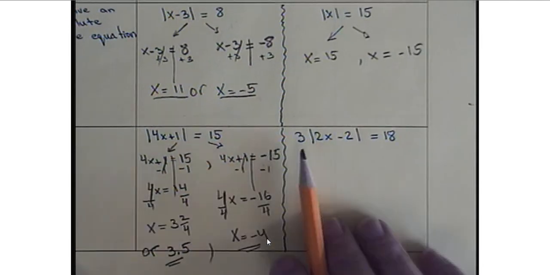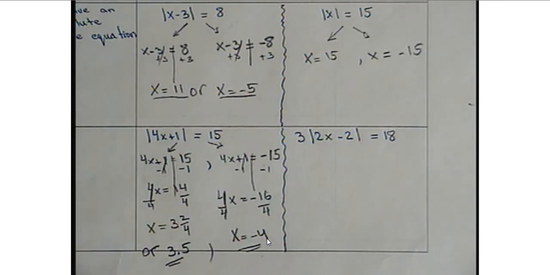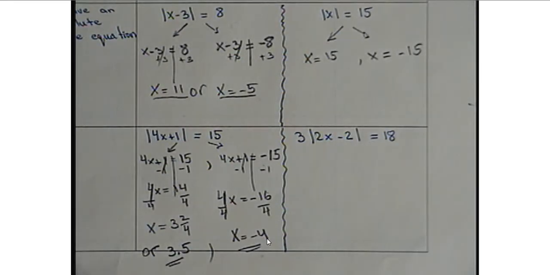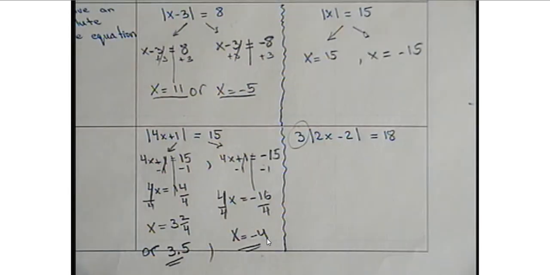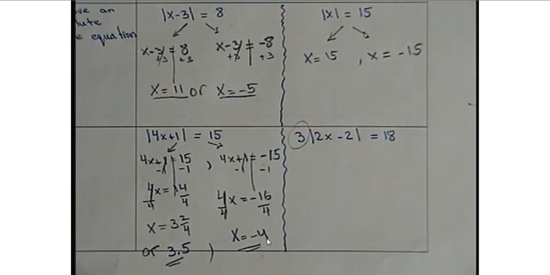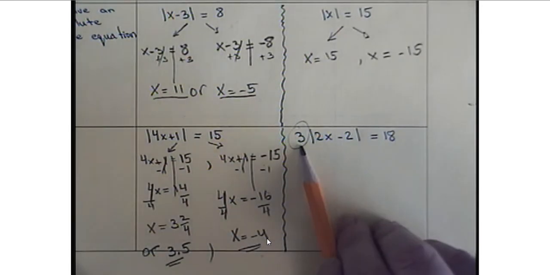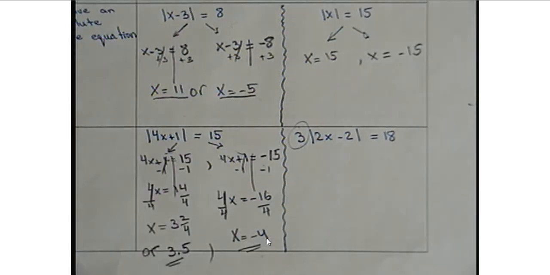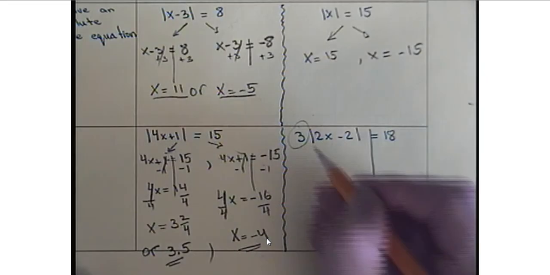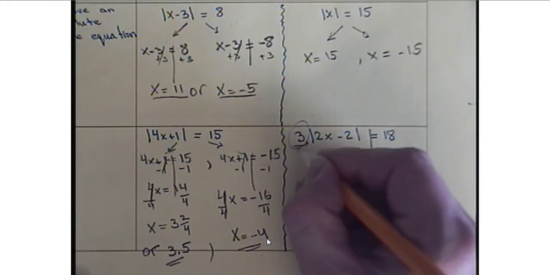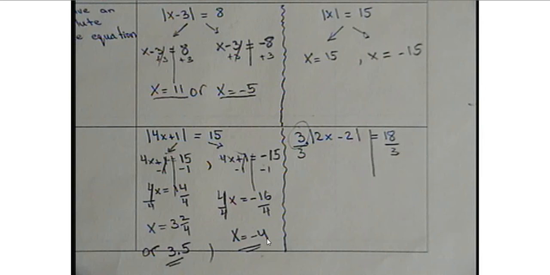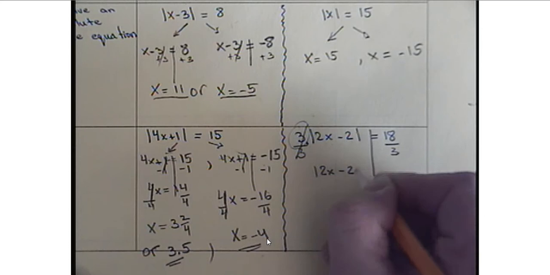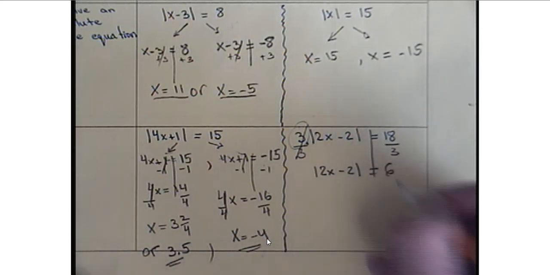Now, let's take a look at the next example. We have 3 times the absolute value of something equals 18. Now, I can't just separate those and start solving, because I have a number outside of the absolute value. First, you want to cancel this number that is outside the absolute value, and then you can separate into two equations. So how do we cancel that? If it's 3 times the absolute value, we will divide each side by 3. 3 and 3 will cancel, and we're going to have absolute value of 2x minus 2 equals 18 divided by 3, which is 6.